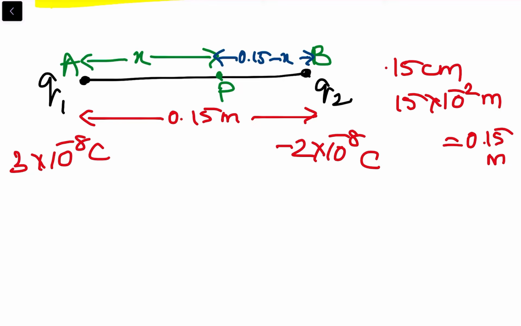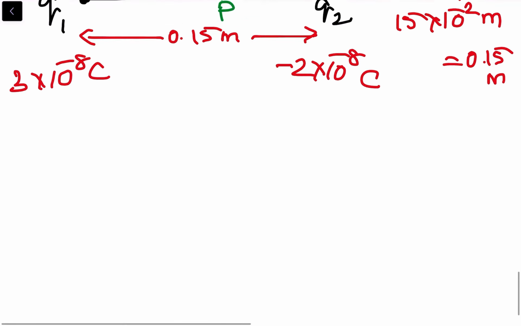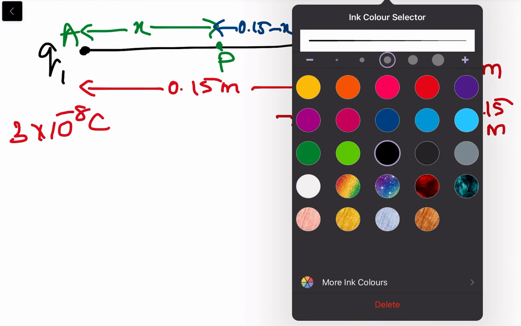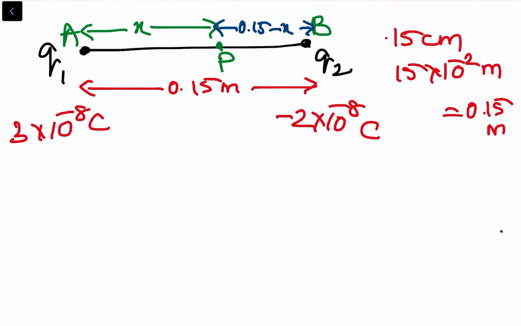Then we have taken the point P at a distance x from Q1, and at a distance 0.15 minus x from Q2. Find out the potential due to both of them, add both of them and equate it to 0. Here we have assumed that the point P is between A and B. So let us start now. Let the figure be here. So you can see the potential due to the first charge Q1, that is V1, is equal to 1 by 4 pi epsilon naught Q1 by R.